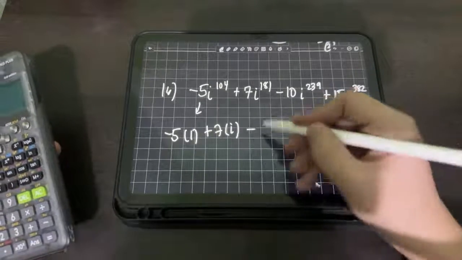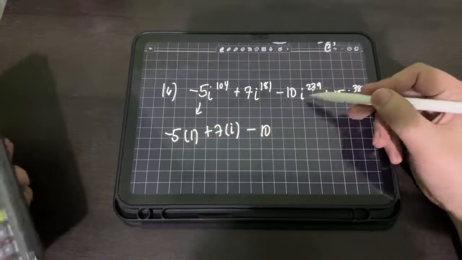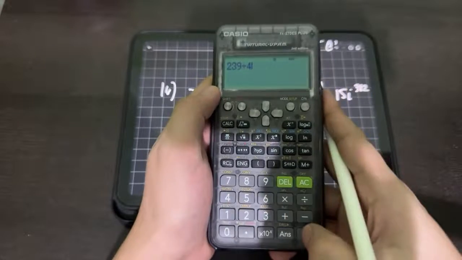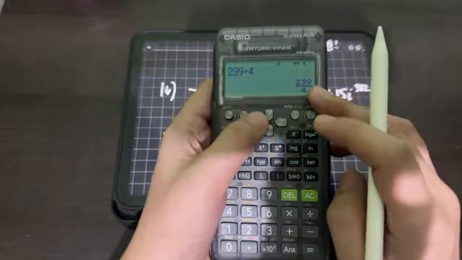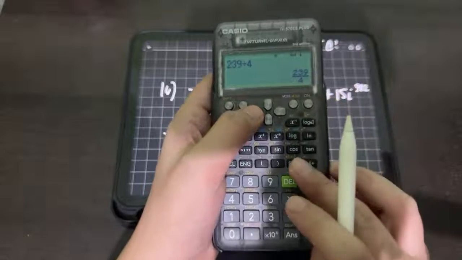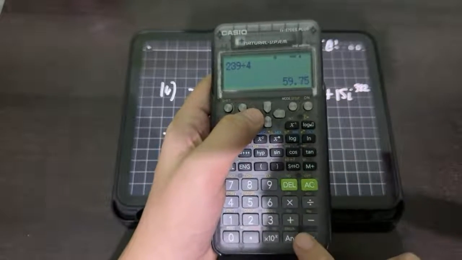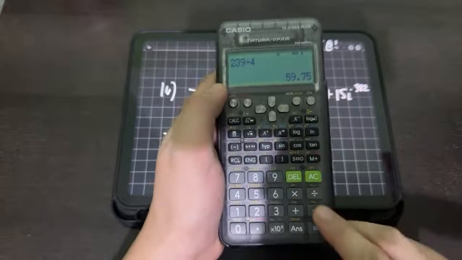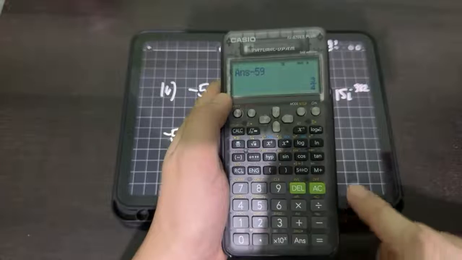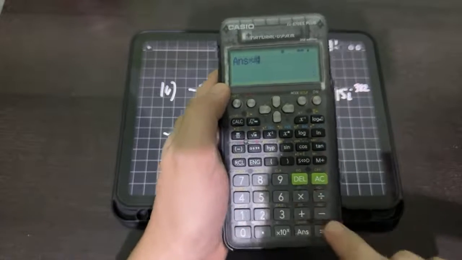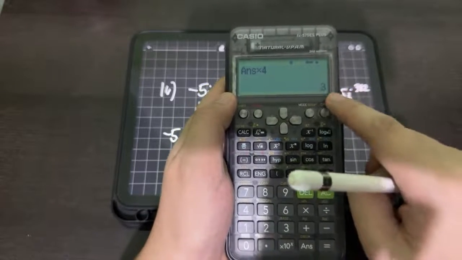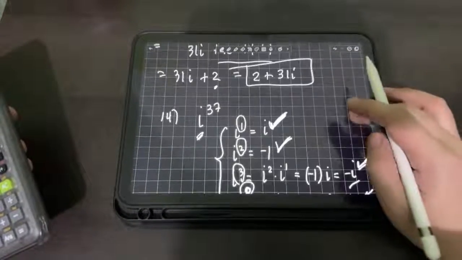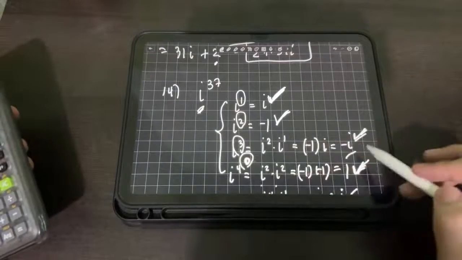Next, negative 10, we have i raised to 239. So let's divide 239 by 4. Again, it's not exact, therefore there is a remainder. Press this button, transform to decimal. Subtract from this answer the whole part, 59 minus 59. Then multiply by 4. So this is the remainder, 3. So when the remainder is 3, it is equivalent to negative i.